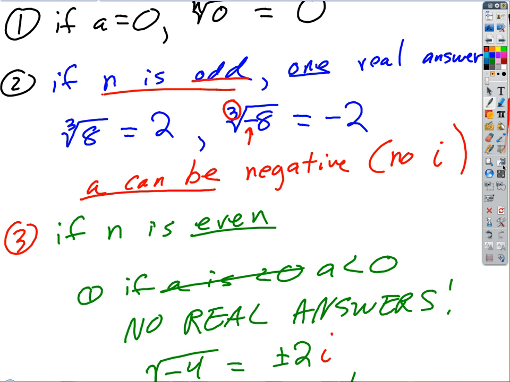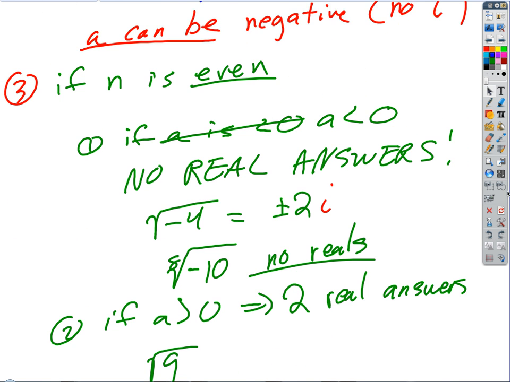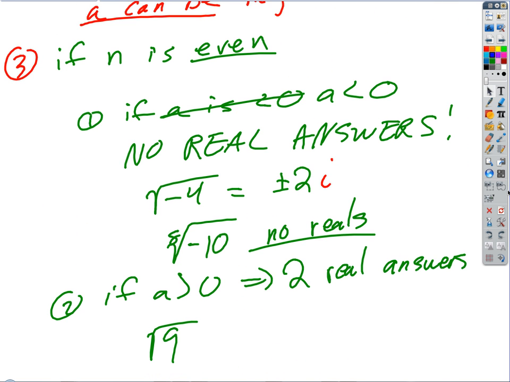If n is even, then we know that if a is negative, if a is less than 0, we're not going to get any real answers, right? We know we're going to get i's in there. For example, the square root of -4 is going to give us back plus or minus 2i, right?